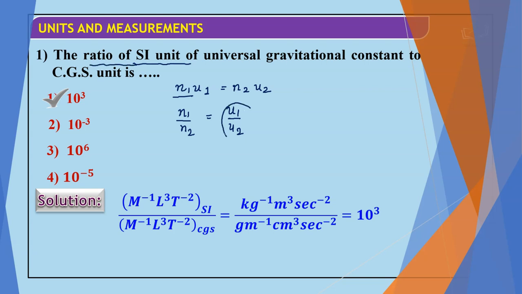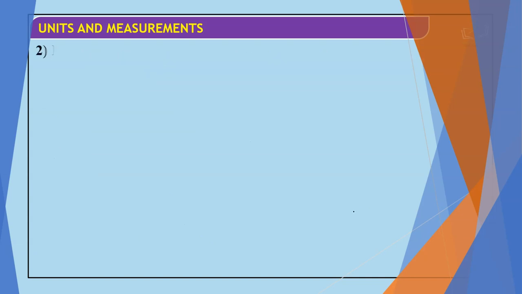So if I take the SI unit, kg, meter, second, then for the universal gravitational constant, it is meter cube per kg per second square. So M minus 1 L3 T minus 2 divided by the CGS M minus 1 L3 T minus 2. But here the kg is converted into gram, so we have to convert the CGS unit. After conversion, the value which comes is 10 to the power 3.